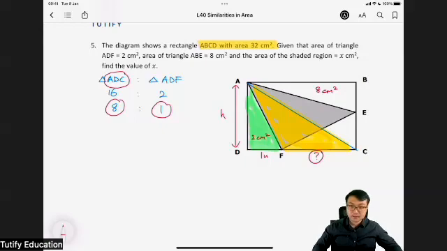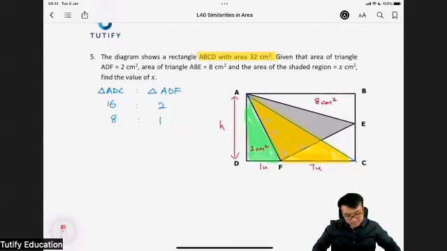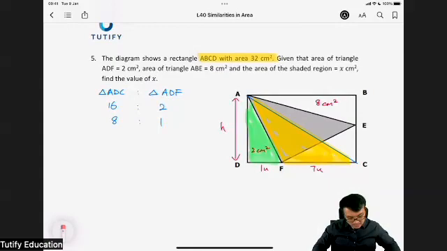ADC. Where is ADC? ADC is 7. Yes, this must be 7. Very good, very good. Okay, good. Done. Now, let's look at the next one.